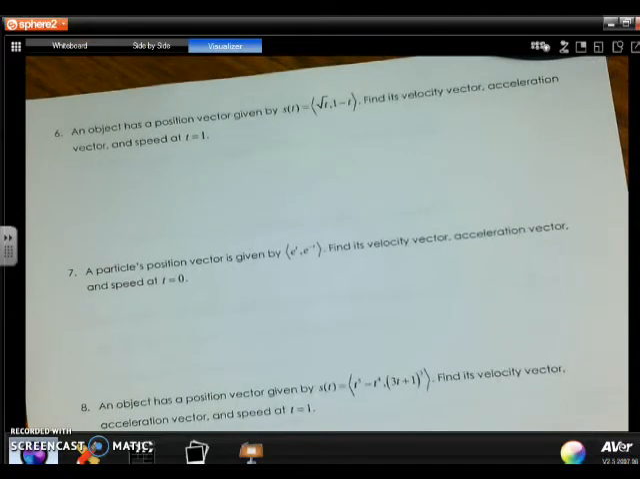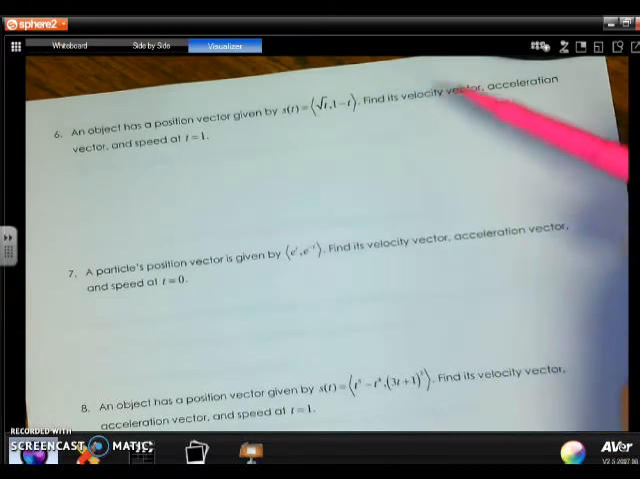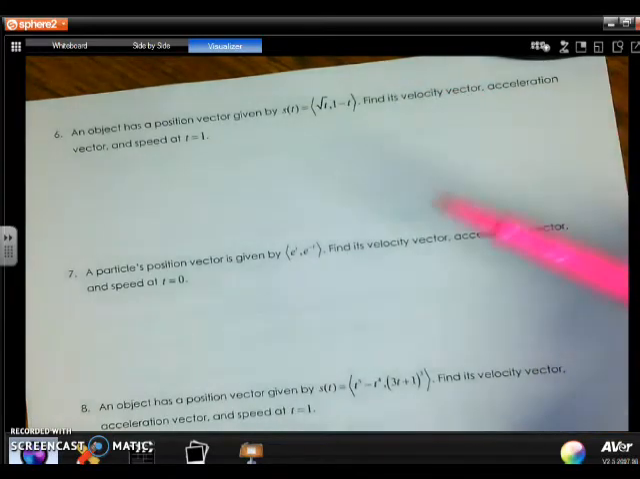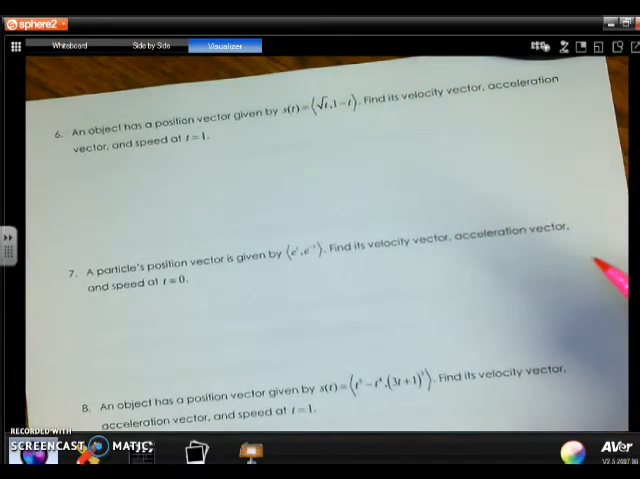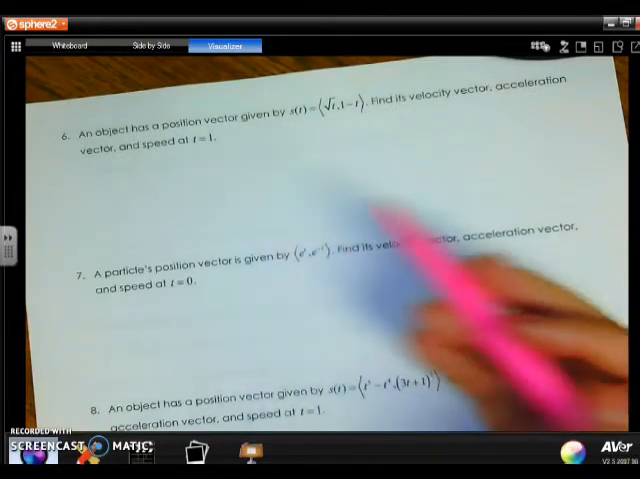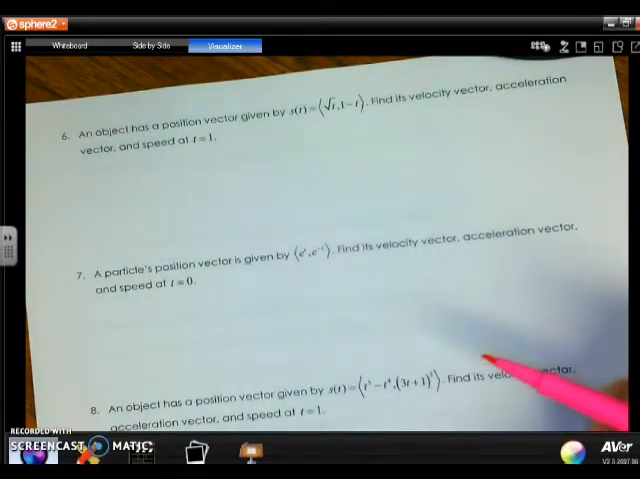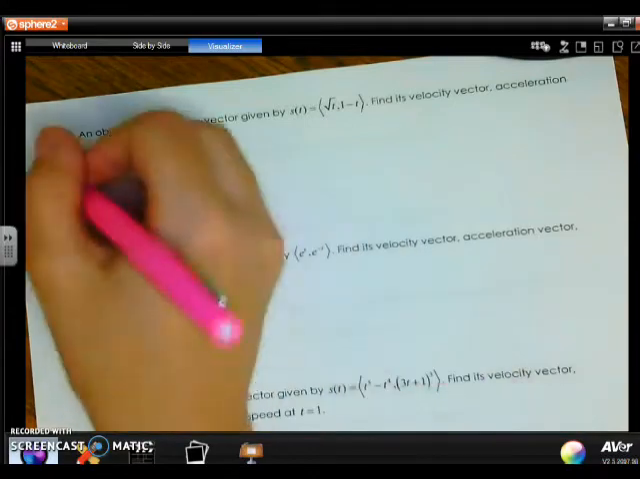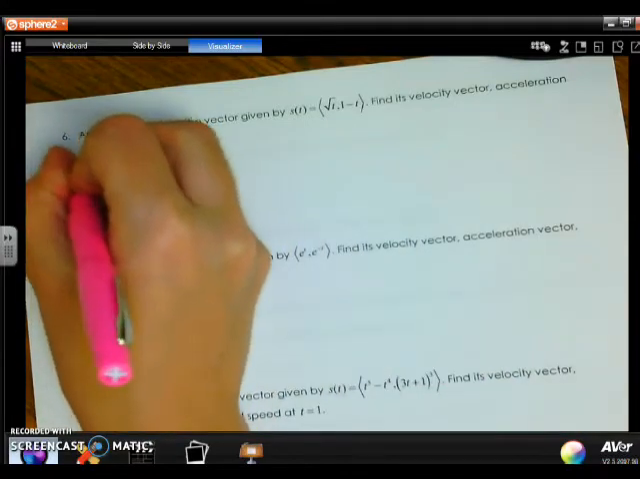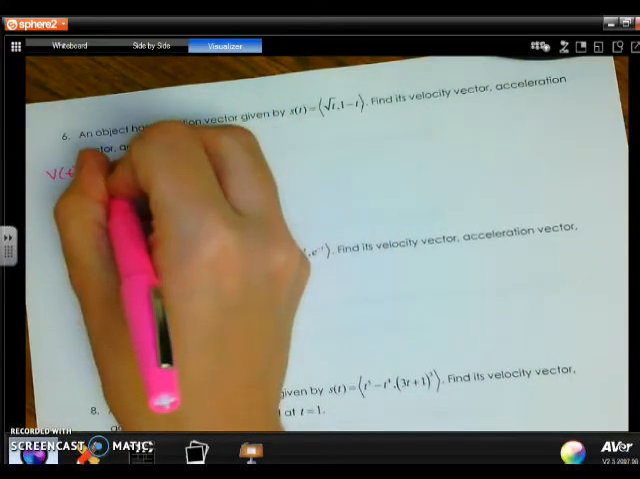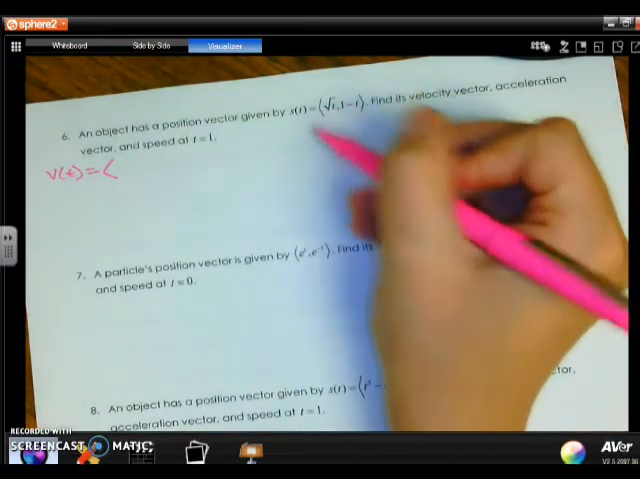Alright, an object has a position vector given by s of t. Find its velocity vector, the acceleration vector, and the speed at time equals 1. So, given position, I need to go to velocity. To go from position to velocity, you're just going to take a derivative. So the velocity at any time, t, is going to be given. It's a vector, so I'm going to use my showing.